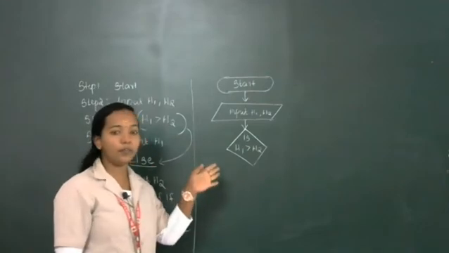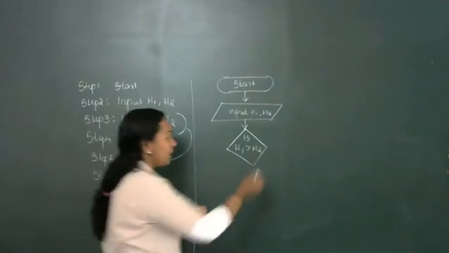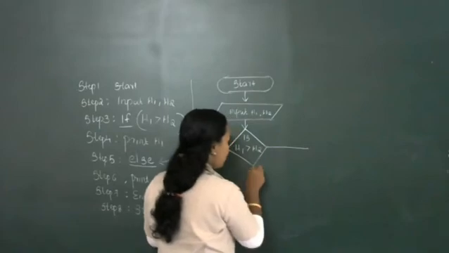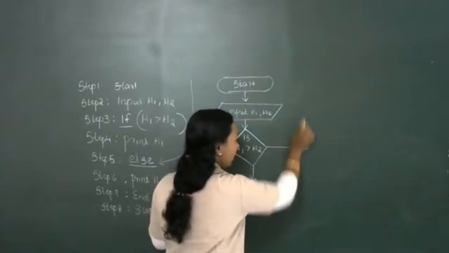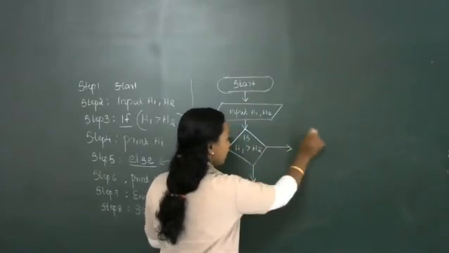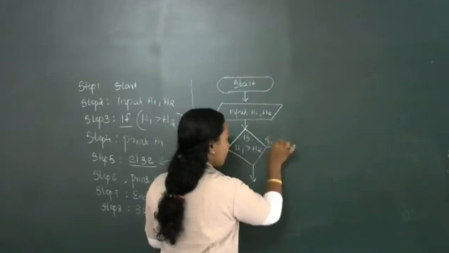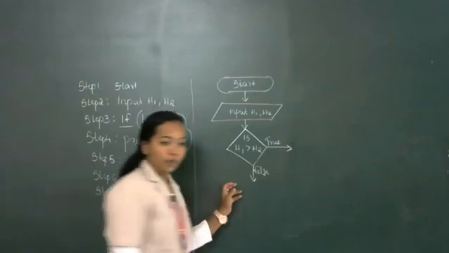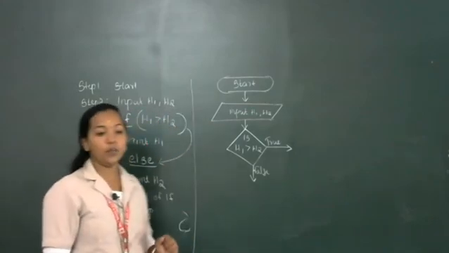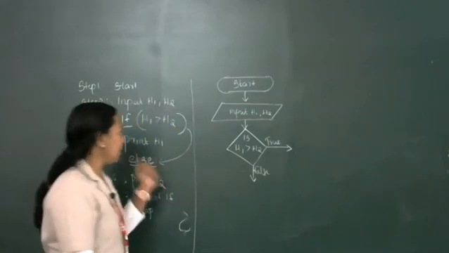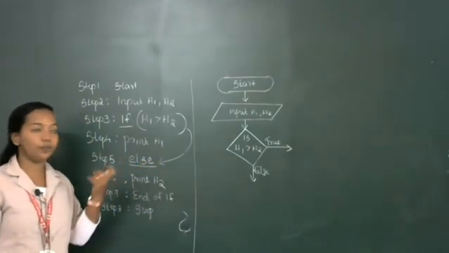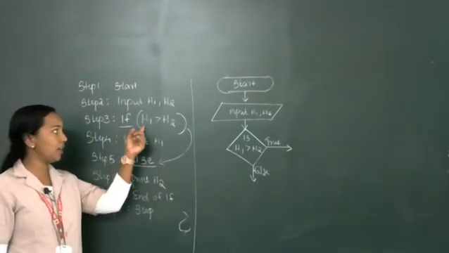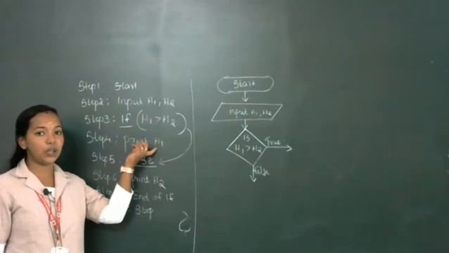Okay, single entry flow and 2 exit flows. That means you want to represent 2 conditions. Any one of the conditions will execute. This is for true and this is for false. Okay, first one is for true and second one is for false. So if the condition is true, which statement will execute?